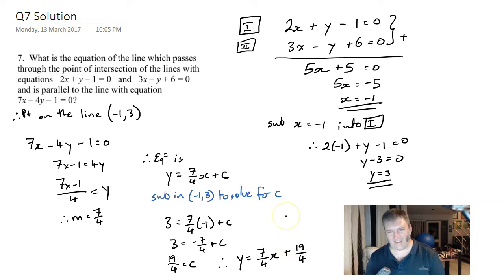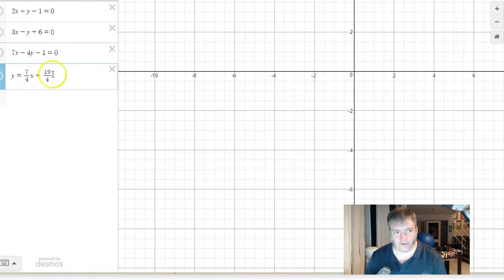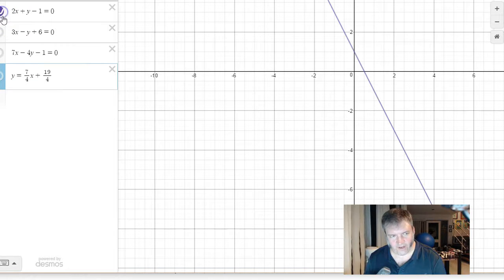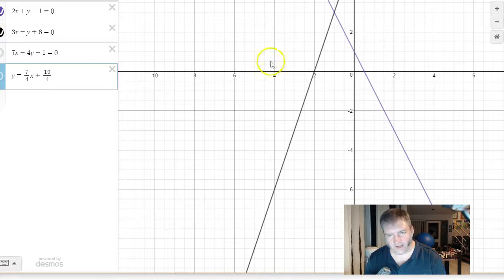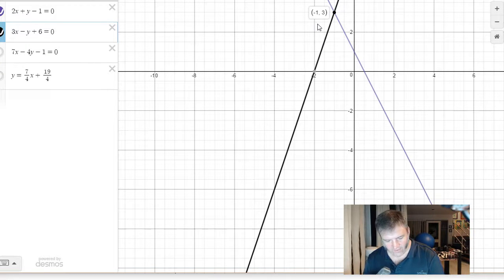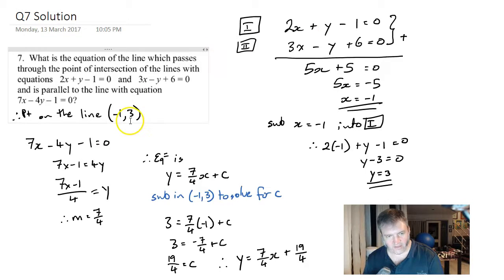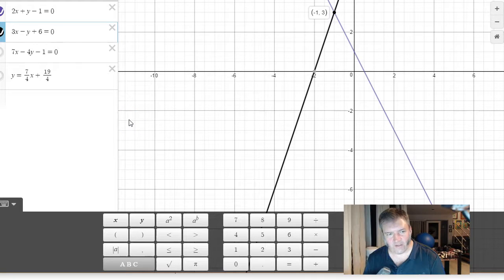Let's go have a look in Desmos and see if it satisfies all of these things that we were looking for. Let's see how we go. So over here in Desmos, just to save a bit of time, I've got the equations all ready to go. So we've sketched the first two equations. We know that our line has to go through the point of intersection there. Well, what was the point of intersection? -1, 3, and if we check, yes, good, we got the point of intersection being -1, 3.